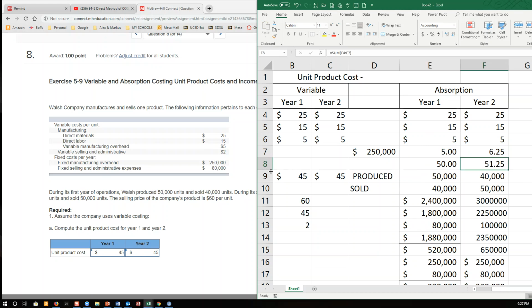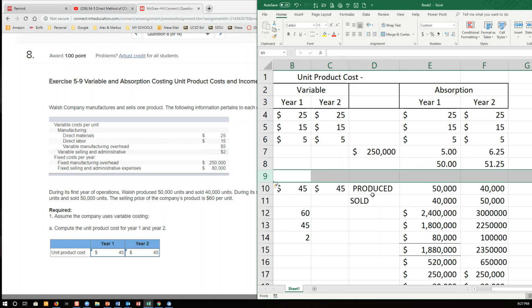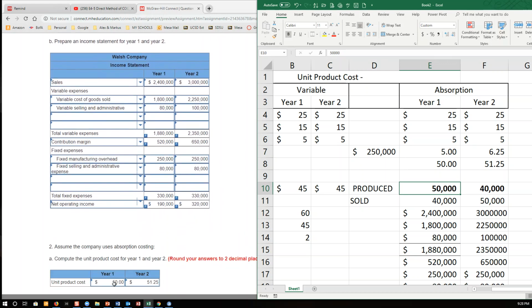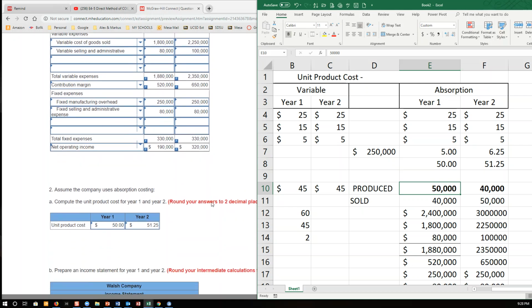If we sit back and think about this, the reason that they're different is because I produced 50,000 the first year, yet only 40,000 the second year. So I take that fixed manufacturing overhead and I'm always dividing it by the units that were produced. All right, so we've got that going for us, and here's our check, $50, $51.25. So we're doing good. The next thing it says is prepare an income statement for years 1 and 2.